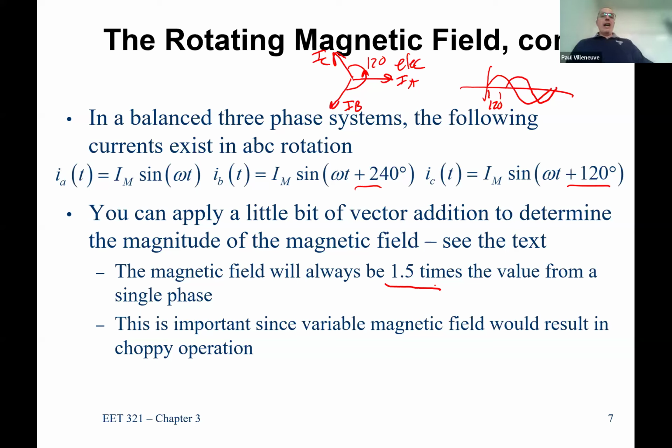Okay. Why is that important? The 1.5 isn't that important. But what is important is that it always is, no matter where you are in your electrical sine waves, any of these, you're always going to get 1.5 times your value. Remember, we talked about trying to maintain a constant torque. You don't want your magnetic field to go up and down, because if your magnetic field goes up and down, then the output torque is going to go up and down. So our magnetic field had better be constant, or else we can't produce constant torque.